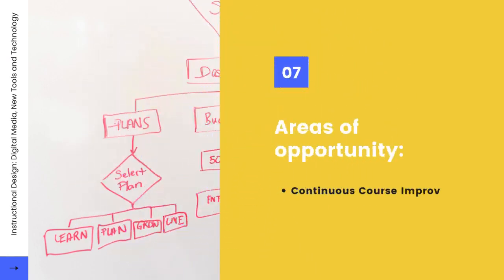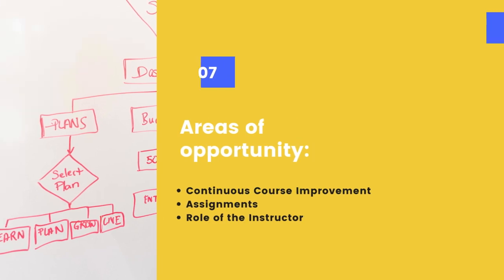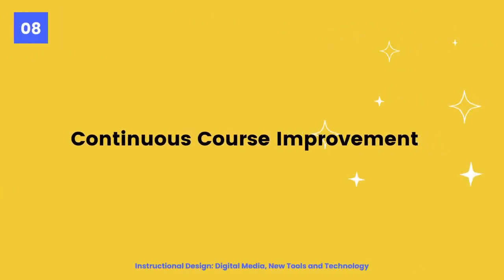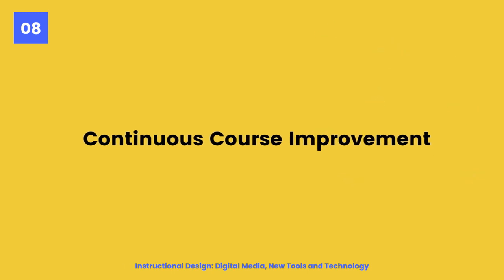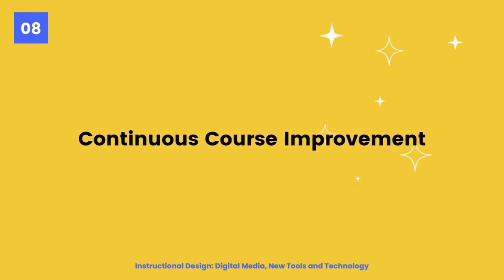Areas that were strong in the course but demonstrated a little room for opportunity included continuous course improvement, assignments, and the role of the instructor. The continuous course improvement section could use a few tweaks. Rather than putting it on the instructor, which adds extra work, problem framing should be used to determine student behavior. The use of group-based trajectory model, GBTM, could classify groups based on patterns and trajectories.